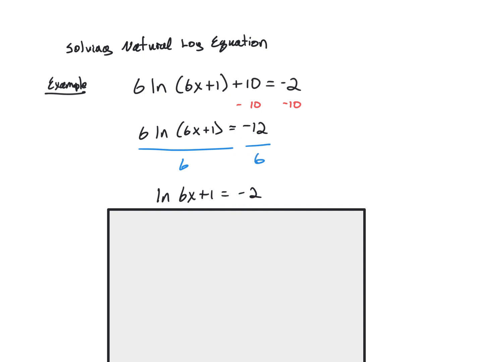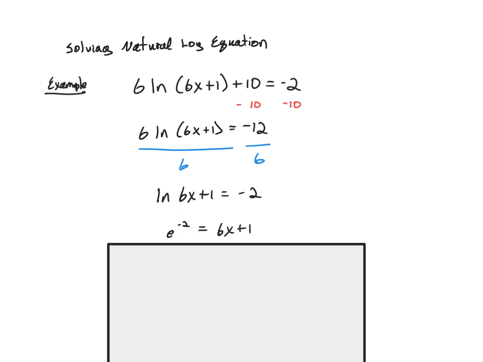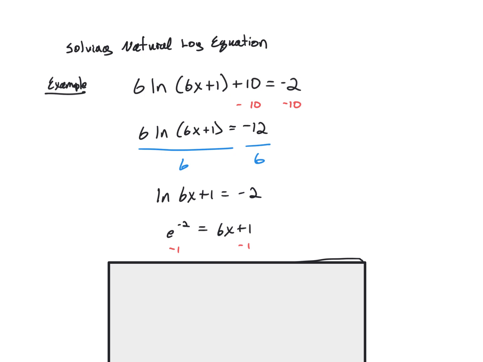All right, now, this natural log is a log with a base of e. So the base of e to the exponent negative 2 equals 6x plus 1. Now we have this exponential equation that we can solve for x. This plus 1, we're going to do the inverse, which is to subtract 1 from both sides.